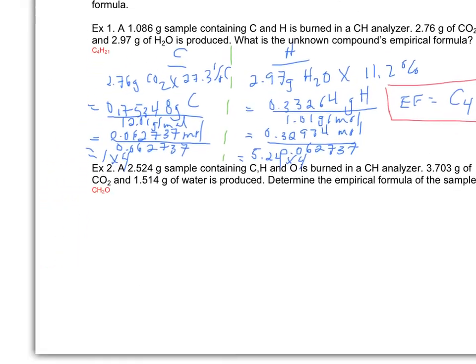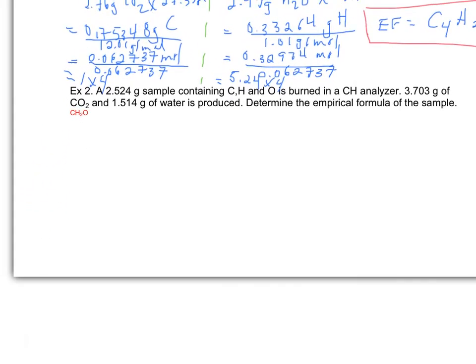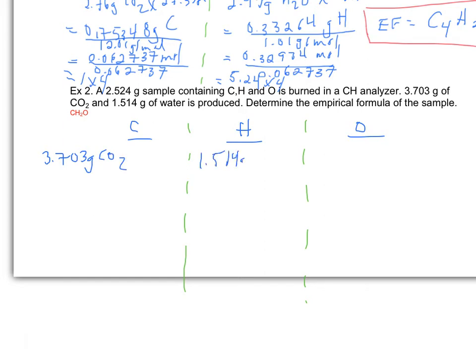Let's try out example 2. This time my unknown sample contains carbon, hydrogen, and oxygen. It's burned in a CH analyzer, and the original mass of the sample is 2.524 grams. As products, I get 3.703 grams of CO2 and 1.514 grams of water.